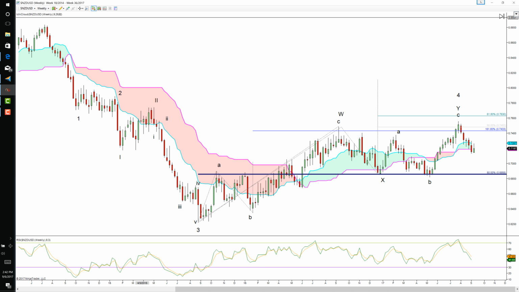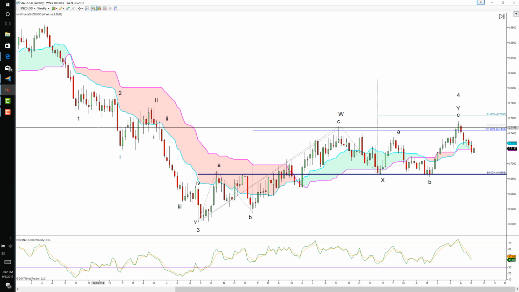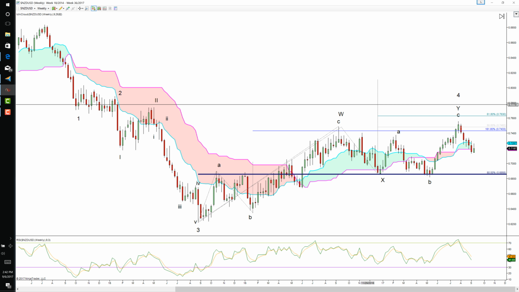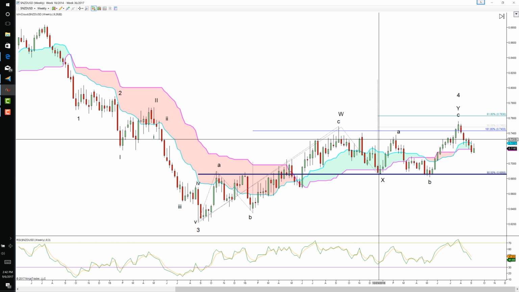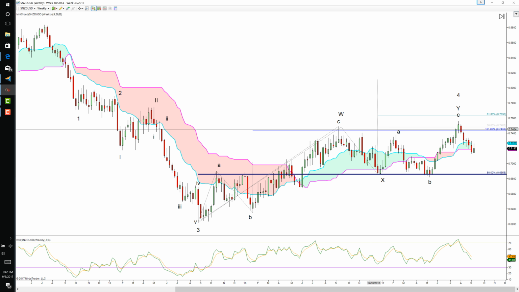I'll go back to the New Zealand dollar. I just did this right before I started this video, so it's not a guarantee that this particular count is 100% accurate, but I will look into it, and it looks pretty good so far.